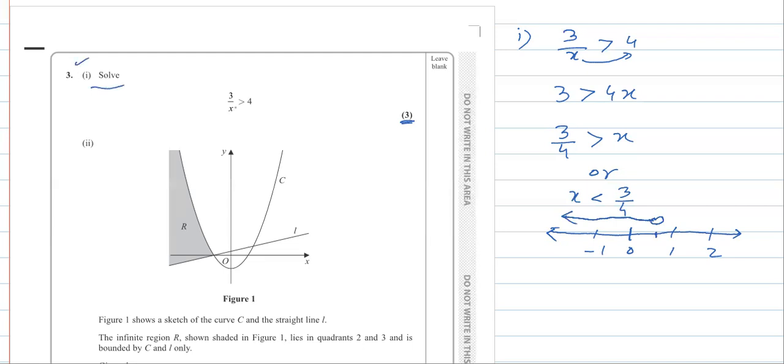Pretty simple. That 3 over x is greater than 4. We solved that one. We showed that solution that this line will follow all the solutions which are less than 3 over 4.